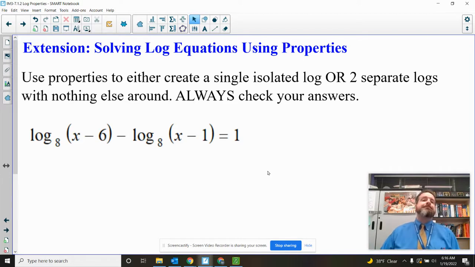So here are your choices. We're going to use our properties to make one of two things happen. Thing one, make it so that you have just a single log so that we can then switch to exponential form. Or make it so that you have two logs that are on separate sides of the equal sign with nothing else. And you can actually do this one either of those ways. I personally think it's a little easier to combine into a single log and then switch to that exponential form. Let's see how it looks.